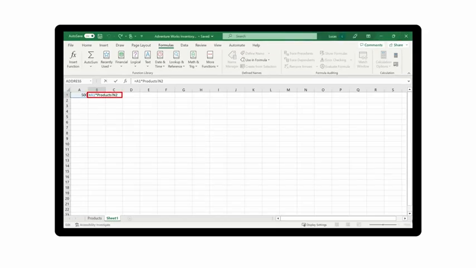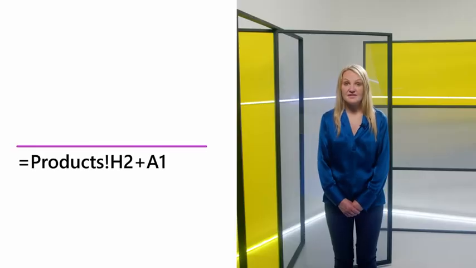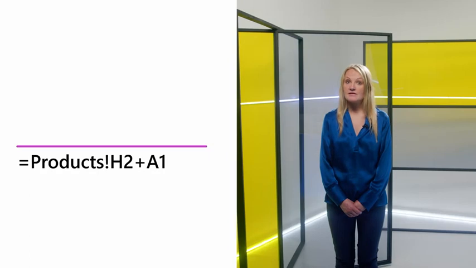A formula can also refer to a cell in another sheet. This reference must include the worksheet name followed by an exclamation mark. This other worksheet can be in the same workbook or in another Excel file. References to cells in other workbooks are called links or external references. The formula in this screenshot references the products sheet within the same workbook. For example, this formula states that what is in this cell is equal to the contents of H2 in the products sheet plus the contents of A1 in this sheet.